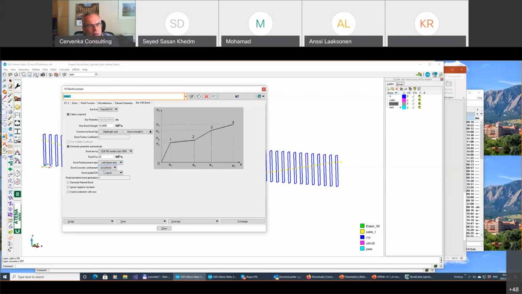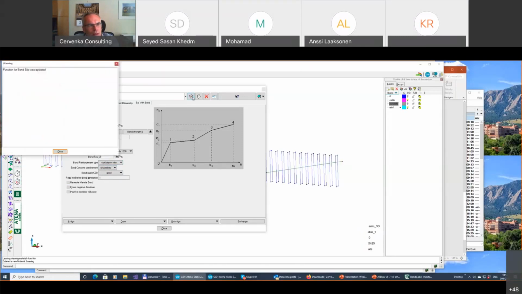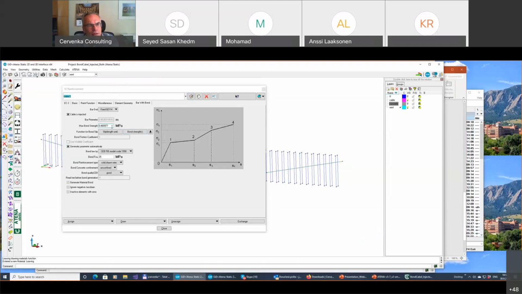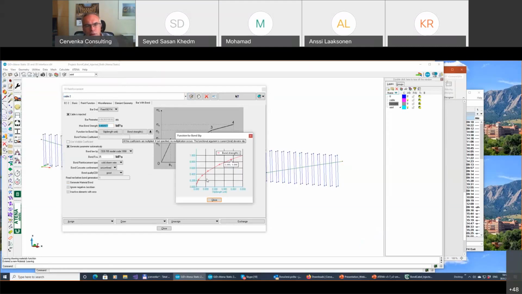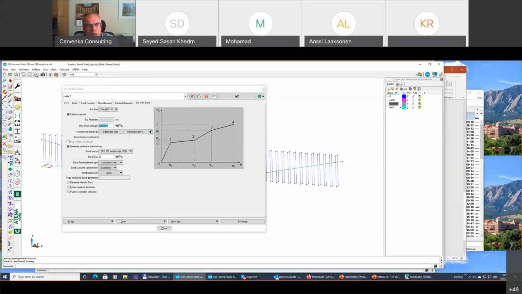cold drawn wire probably. It is unconfined in this situation because it is close to the surface. And then you define the bond quality, which means whether it is corroded usually or not. Then you can generate this material. And what this generation does, it finds some bond strength, and it defines some bond law. So it defines some curve, a bond-slip curve. Alternatively, you have this table here, so you can define your own slip law if you want to play with some special situations.